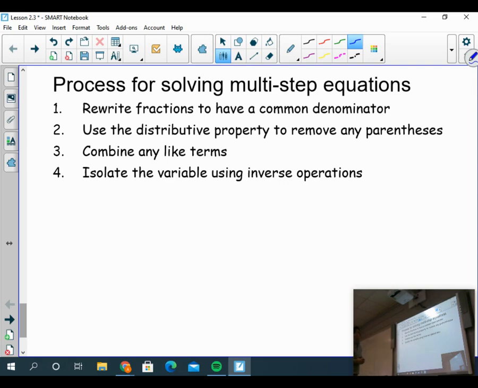Make sure also we go ahead and use that distributive property to get rid of any parentheses. Again, we can't start canceling things out until all parentheses are removed. We got to make sure we distribute what we need to. We also then, at that point, combine any like terms, whether you've had to distribute, whether you had to rewrite some fractions. Go ahead and combine any like terms that are on the same side together. And then from there, once you do steps 1 through 3, you should be looking at an equation that looks a lot like 2.2. And from there, you're just isolating the variable using inverse operations.